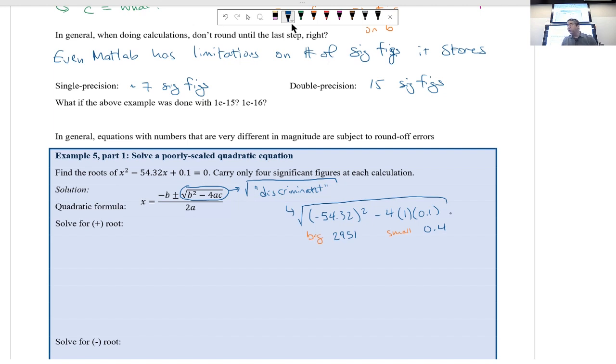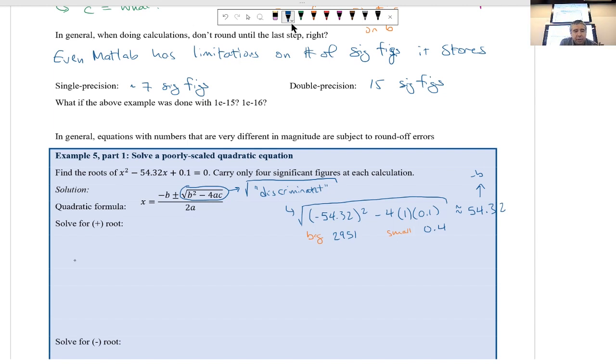But if I'm only carrying 4 sig figs, then the small number here does not affect the big number at all at each step in the calculation, and therefore what's happening is the square root of this number ends up being approximately equal to 54.32, or just the opposite of b. So the minus 4ac didn't do anything to the b squared.